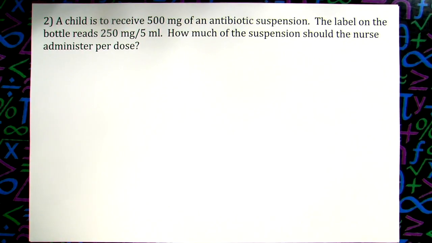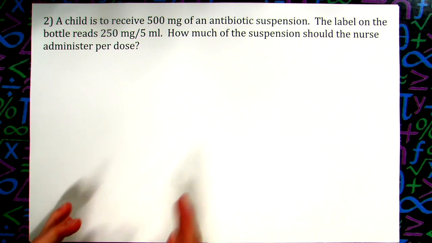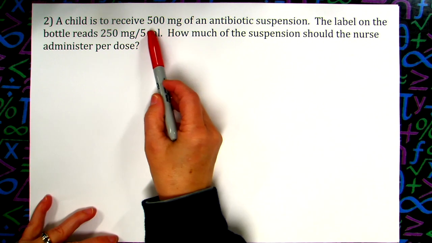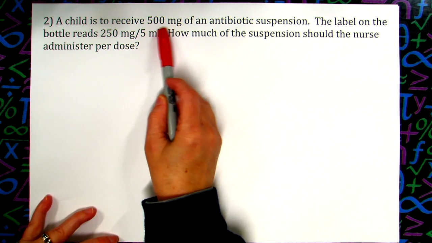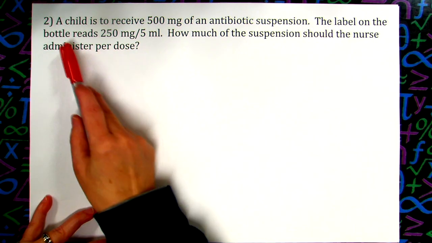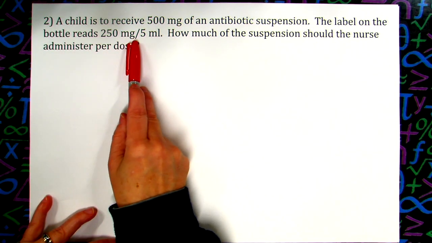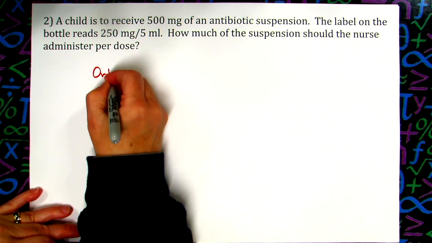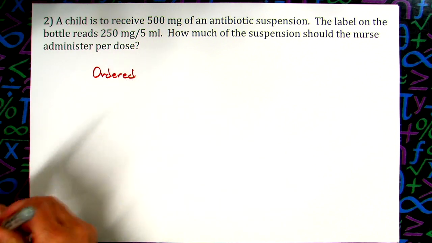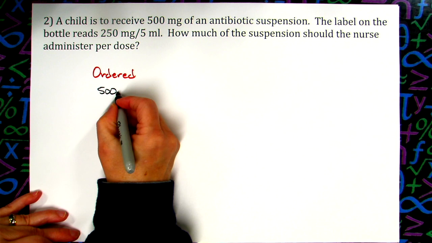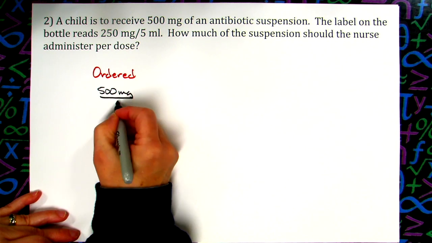In this example, again, it's going to be a pretty straightforward dosage calculation problem. We're going to basically take what has been ordered and multiply it by what is available. So we can see here that 500 milligrams is what is ordered. The label on the bottle reads 250 milligrams per 5 milliliters. So I am going to start with what has been ordered. I'm going to choose to write that as a fraction over 1 so that I can use this unit analysis. So I'm going to put that 500 milligrams over 1.